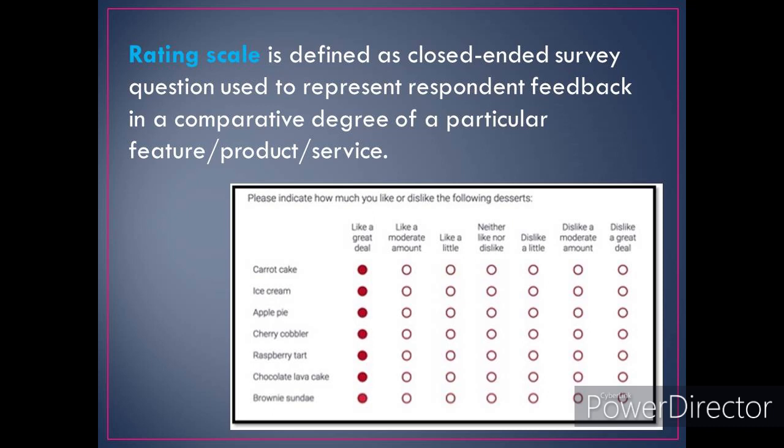Next is what we call a rating scale. A rating scale is defined as a close-ended survey question used to represent respondent feedback in a comparative degree of a particular feature, product, or service. This is common in research, like you have the scale 10 as it's really good, while 1 is not that good.